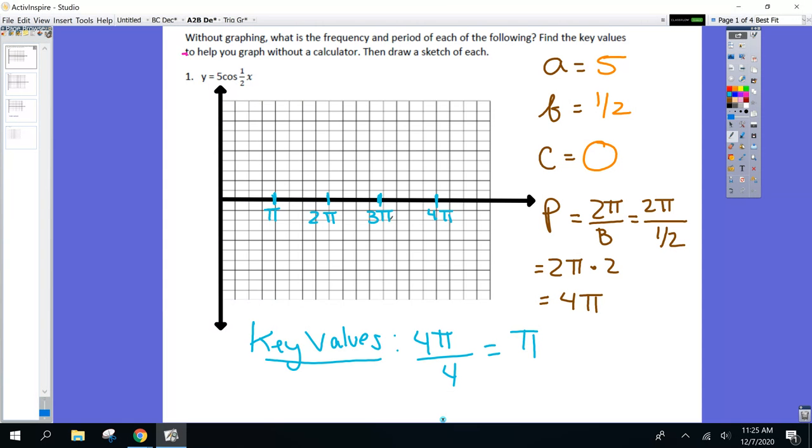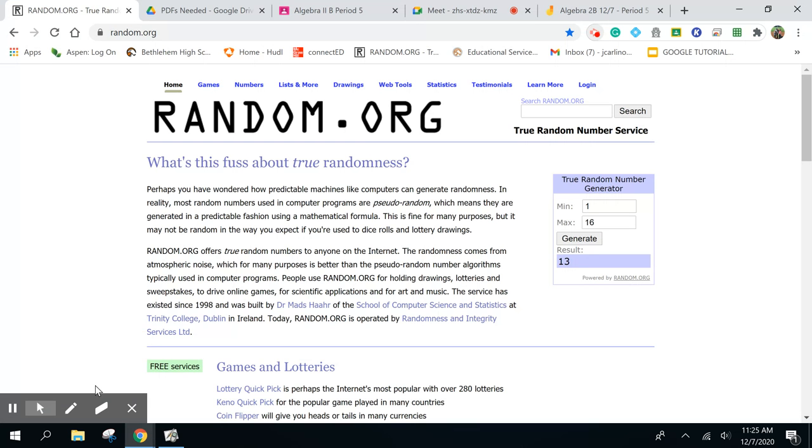Y-axis. What numbers should I have on my y-axis? Look at the A value. What's this going to go up and down to? Here we go, Hunter. What's this going to go up and down to?